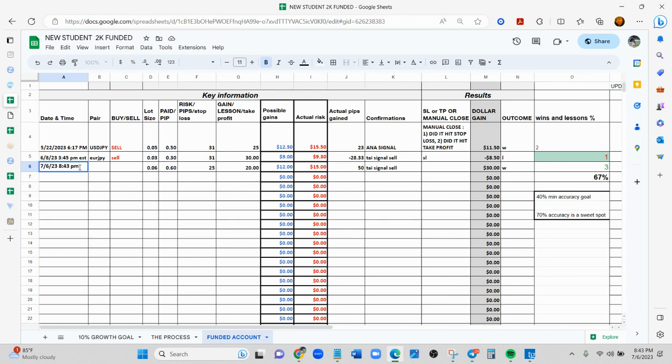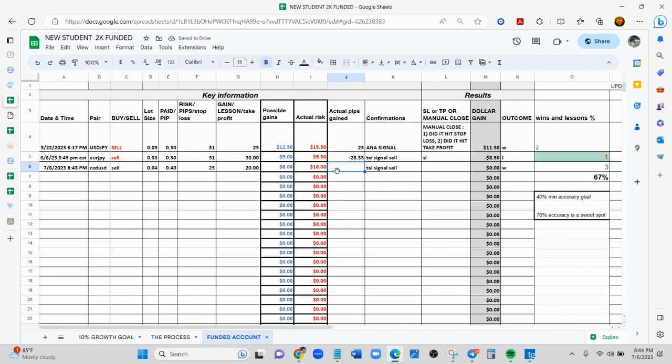Let's just say it's 7/6/23, 8:43 p.m. And y'all know my favorite is NZD/USD. And let's just say we took a sell with a 0.04 lot size. It told me we're going to get 40 cents per pip. It's a 25 pip stop loss, and TP1 was 20 pips. So it's showing us, if you go to TP1 and make it, you make about $8. If you take the loss, you lose about $10. So here is where you're going to put how many pips you actually won or lost.